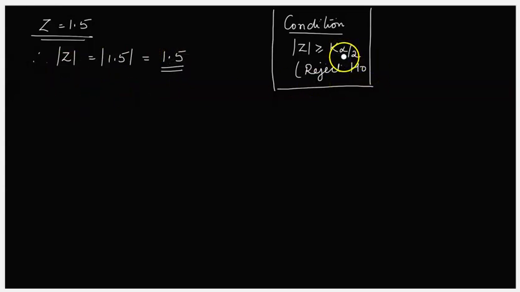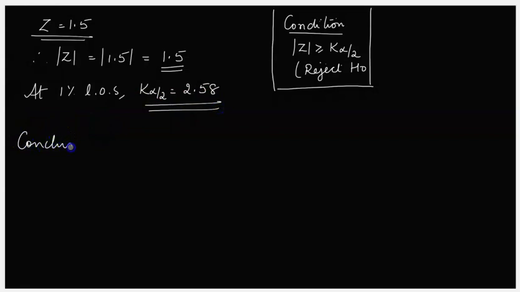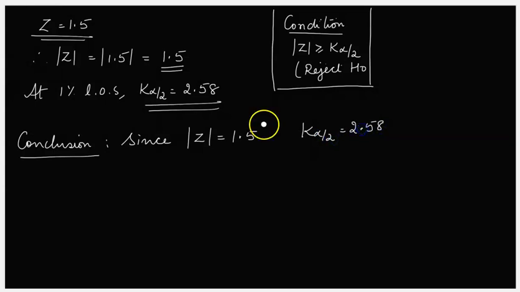Next, we should find out what is K alpha by 2. This can be obtained from the statistical tables, or if you can remember it, that is well and good. So, at 1% level of significance, K alpha by 2 is equal to 2.58. So now the last part is to write the conclusion. So all you have to do is compare modulus of Z with K alpha by 2. So you can write, since mod Z is equal to 1.5 and we know that K alpha by 2 is equal to 2.58.